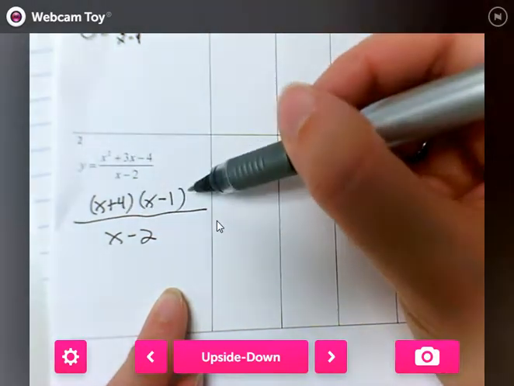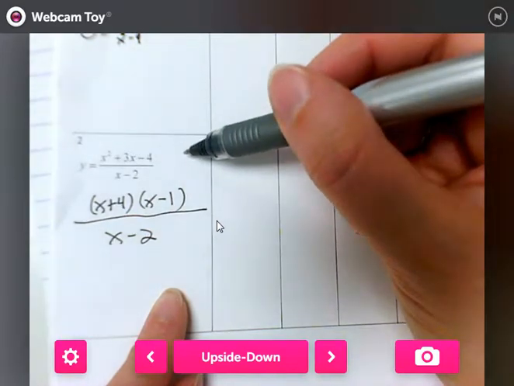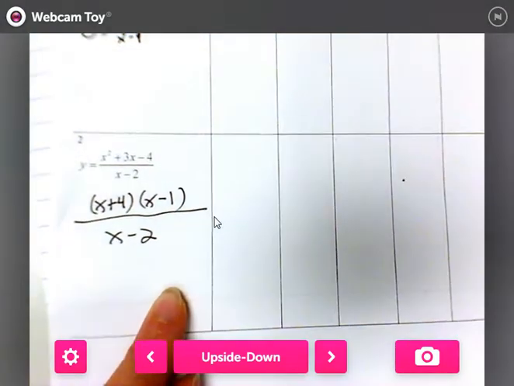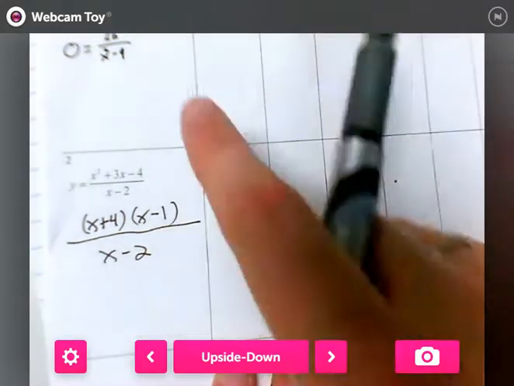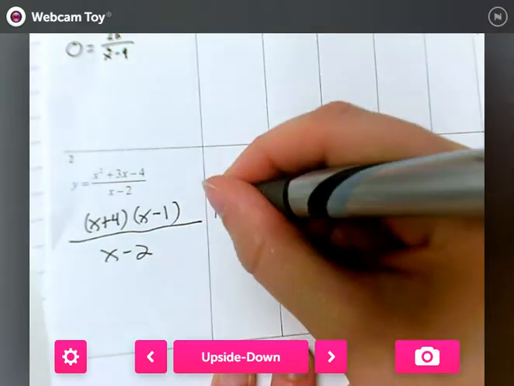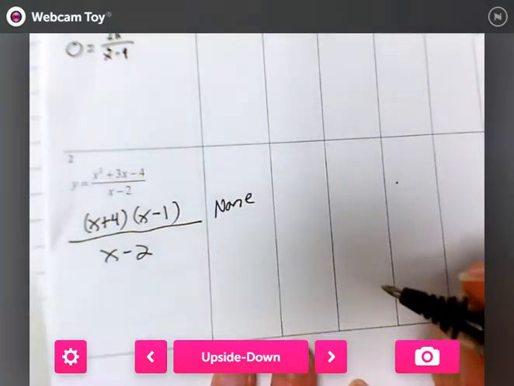4 and -1 multiply together to give me -4, but add together to give me +3. Okay? Now, removable discontinuity. There's none. There's nothing on the top and bottom that I can cancel out.